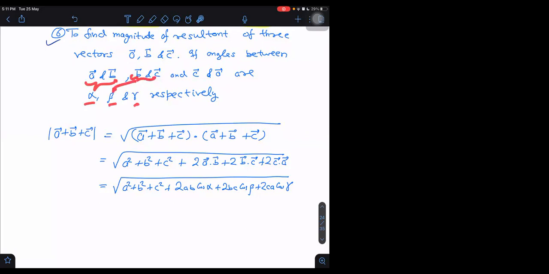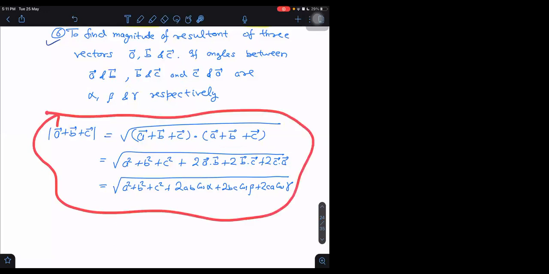Between B and C, the angle is beta. Between C and A, the angle is gamma. If the angles are given and I want to get the magnitude, then take the dot product. This thing will be so complicated by other methods, and it is so easy by the dot product way. So easy, so simple.